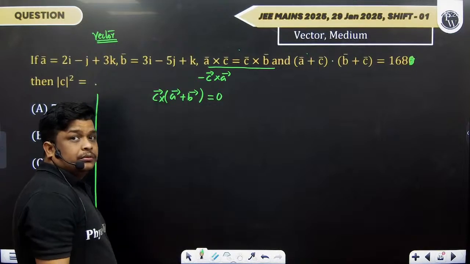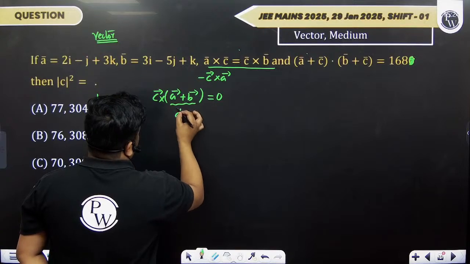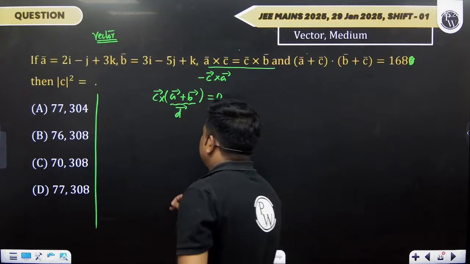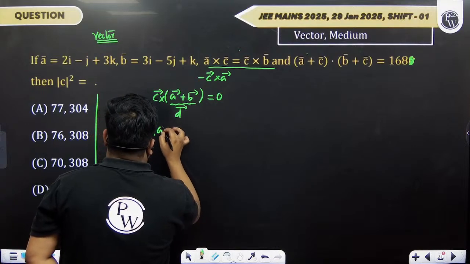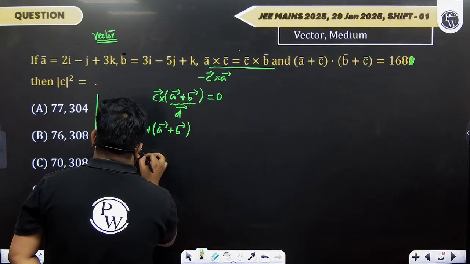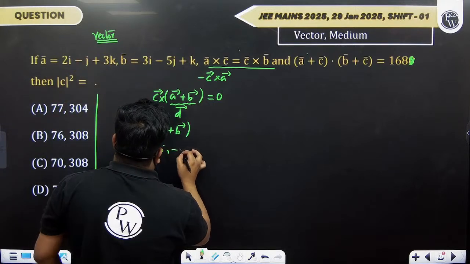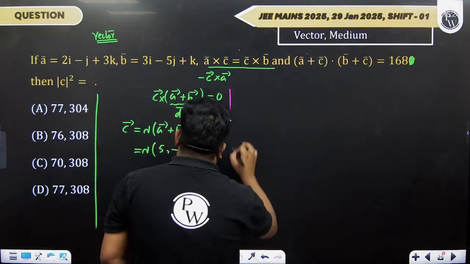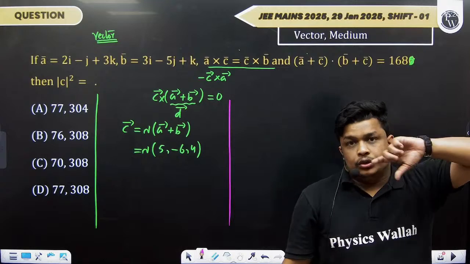Now this means when the cross product of two vectors is 0, you can consider this as some other vector d. So c cross d is 0, that means c and d are parallel vectors. Now for parallel vectors we can consider c as lambda times (a plus b). Now let's write what this is. So this is 2 plus this, 5 comma minus 6 comma 4, but c is still unknown, so that means a second equation is given to solve that.